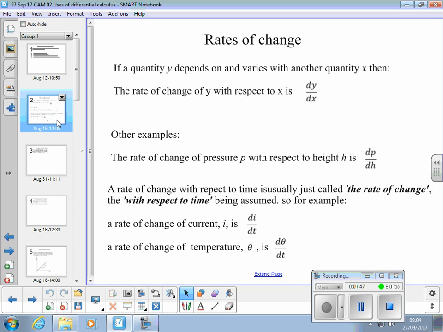If you have a rate of change with respect to time, it's usually just called the rate of change, and you don't bother to add the with respect to time bit to it. Okay, that's just a convention. So for example, rate of change of current is di by dt, rate of change of temperature d theta by dt, and so on. So you tend to drop the with respect to when it's time.